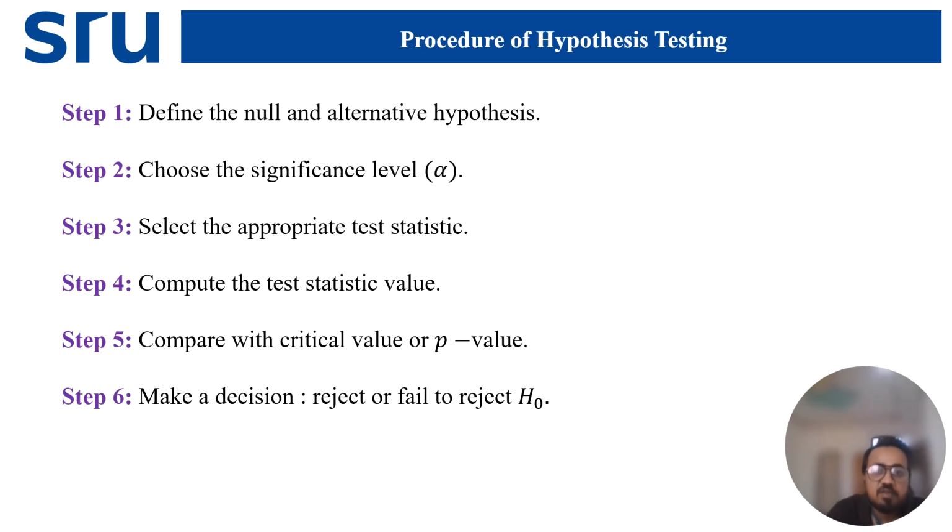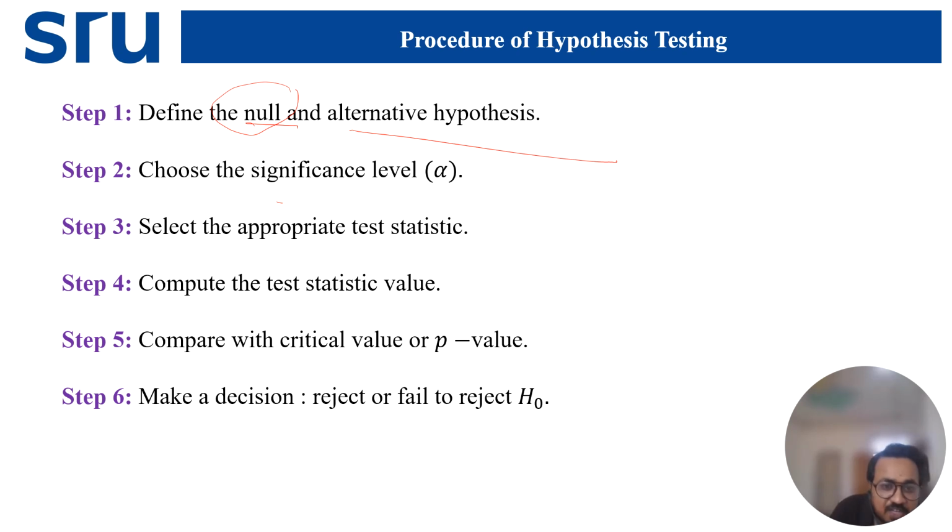So now we will discuss the procedure of hypothesis testing. First, what things have to be done? First step, define the null hypothesis and alternative hypothesis. How will we define this? If the claim in the question is given in the form of equality, in that situation we will take the null hypothesis as equal to, and the alternative hypothesis as the claim being not equal to.